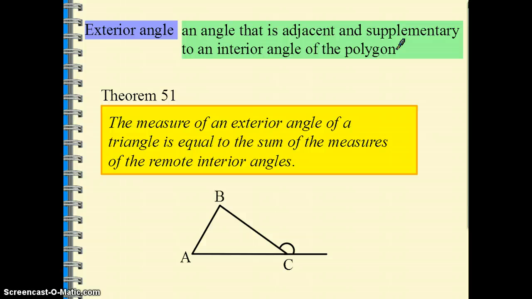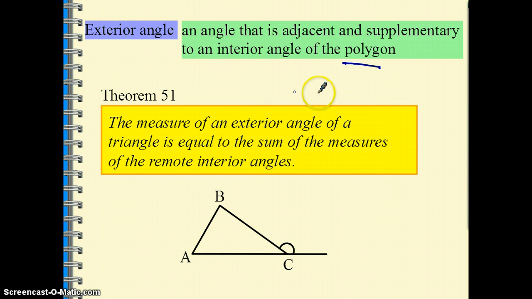Now, to understand Theorem 51, we have to talk about what an exterior angle is. An exterior angle is the angle that is adjacent and supplementary to an interior angle of a polygon. A few key things here. First off, this works for any polygon. It can be a triangle, a rectangle, a hexagon. It doesn't matter. Any polygon, no matter the sides, always has exterior angles.